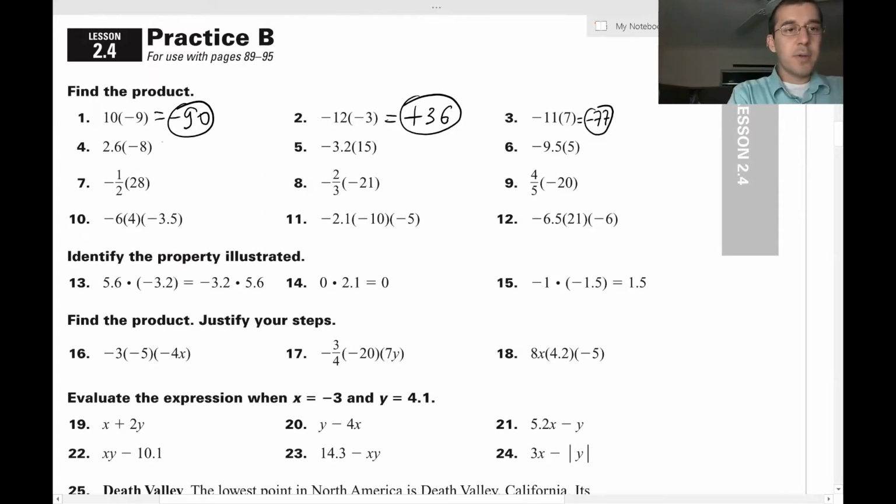Number four, we have two numbers with different signs, so the product is negative. 6 times 8 is 48, 8 and 4. 2 times 8 is 16, and 4, 20. So there's one decimal, so it's minus 20.8. Number five, we have two numbers with different signs, so the product is negative. And then here what we can do is 3 times 15 is 45, right? 0.2 times 15 is 3. So this is 48. So minus 48 is the answer.